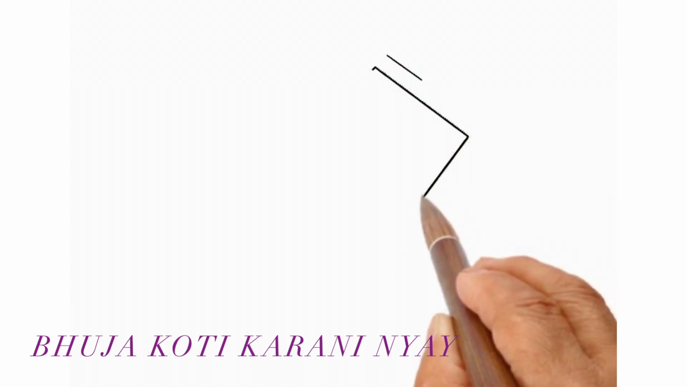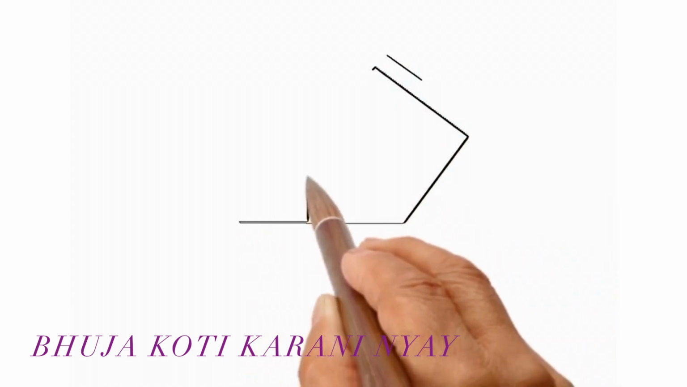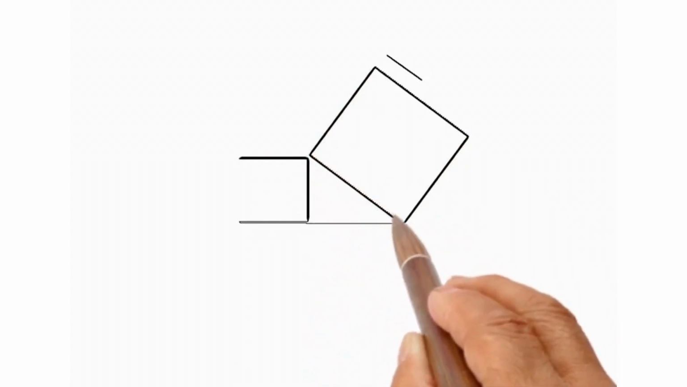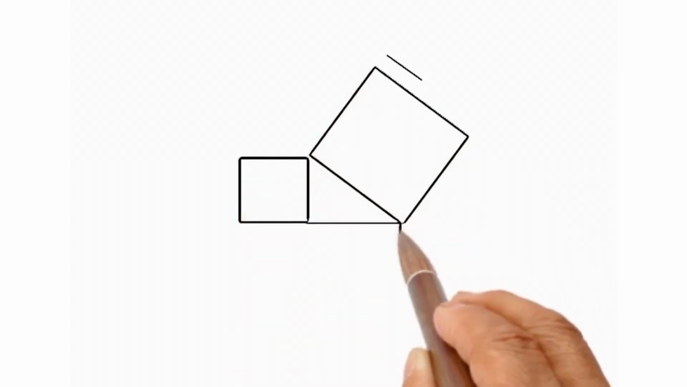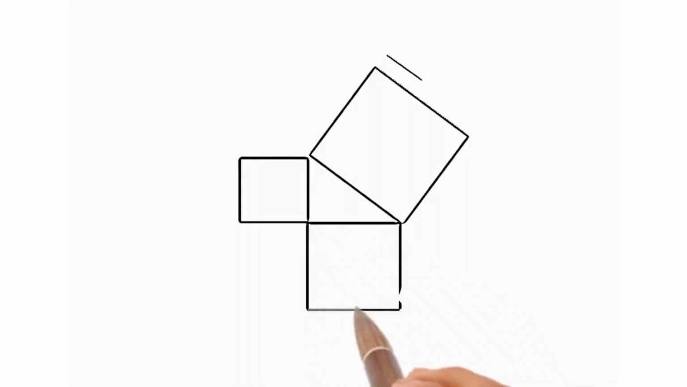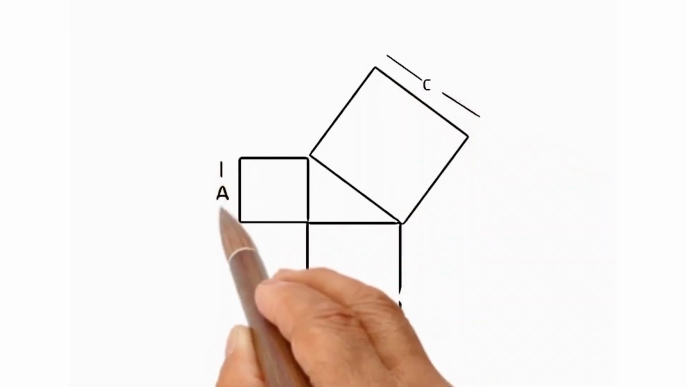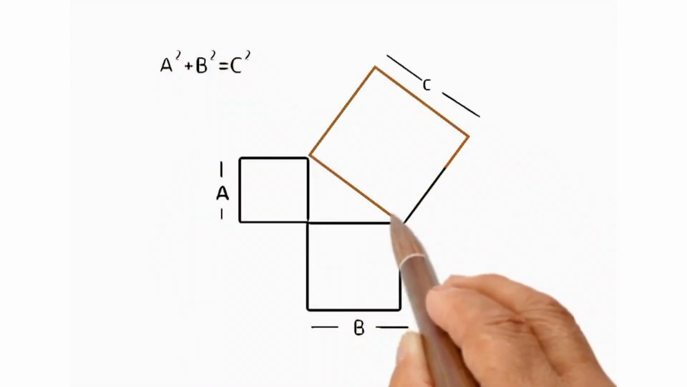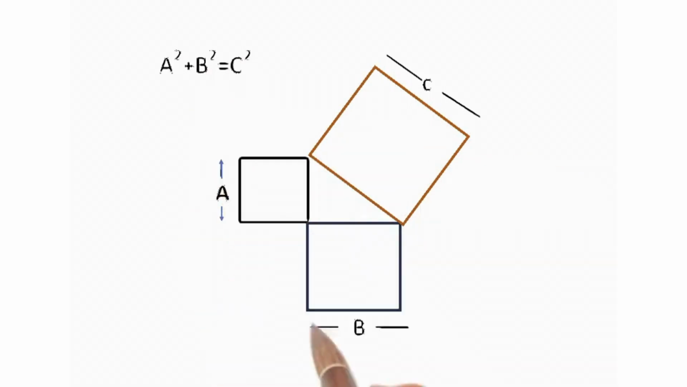Now let us discuss Bhuja Koti Karni Nyay. This idea explains that if you square the longest side of a right-angled triangle, it's equal to adding the squares of the other two sides. Baudhayana captured this concept in a verse, which we now recognize as the Pythagoras theorem.